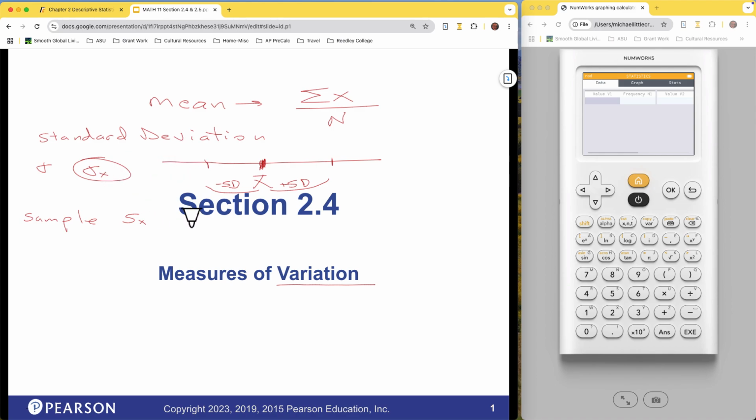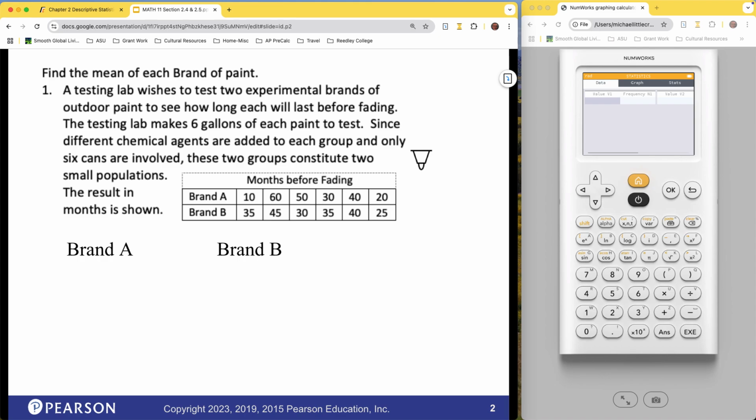So let's go ahead and get started. We'll take an example. Here are two different brands of paint. A lab is testing these experimental brands of paint. They want to see how long they will last before fading. They're going to take 6 gallons of each paint to test, and different chemical agents were added to each group, and only 6 cans are involved. They're going to call this two small populations. So everything we're dealing with is a population, not just a sample.